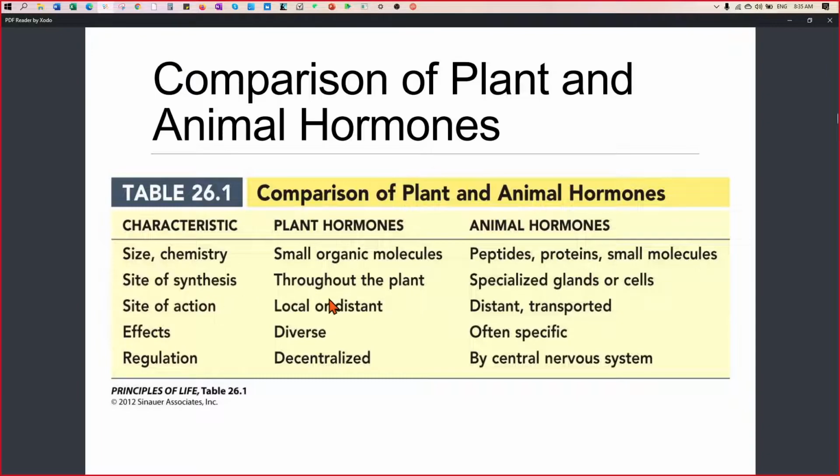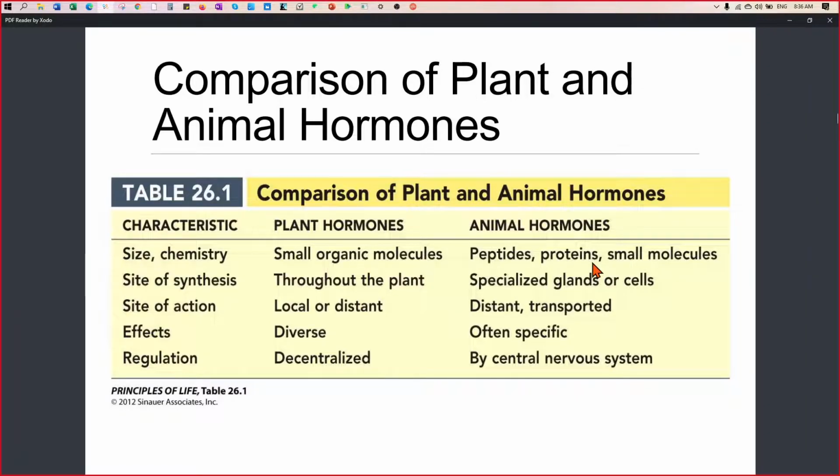In plants, the site of synthesis is throughout the plant. However, for animals, you need special glands or cells to do that. That's why we have glands in our body. What do we have? Pituitary glands, adrenal glands, thyroid glands, and each of these glands produces specific hormones, to the point that it's gender specific.